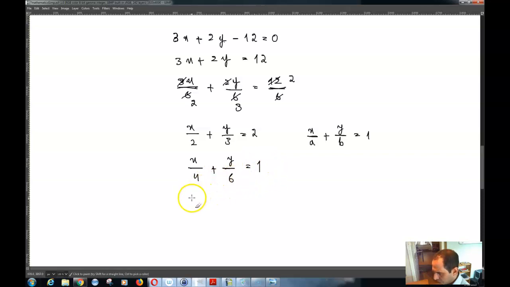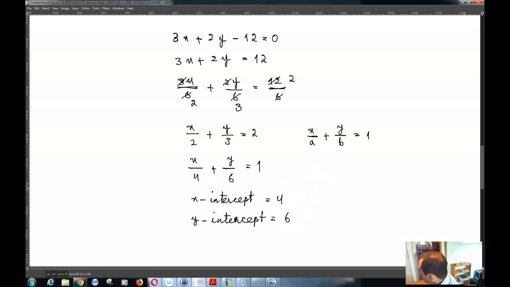And so you can see that your x-intercept is equal to 4, and your y-intercept is equal to 6. So question number 1, x divided by 4 plus y divided by 6 is equal to 1: the intercepts are 4 and 6. So this is the first one.